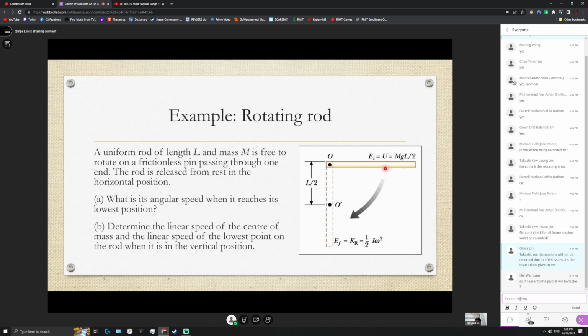That means from here, right? You swing until this vertical position. Of course, it will still be swinging, right? But they ask you at this particular position, what is the angular speed?